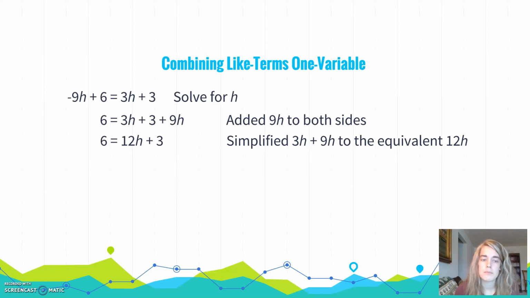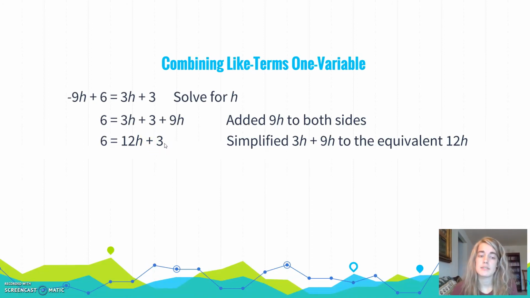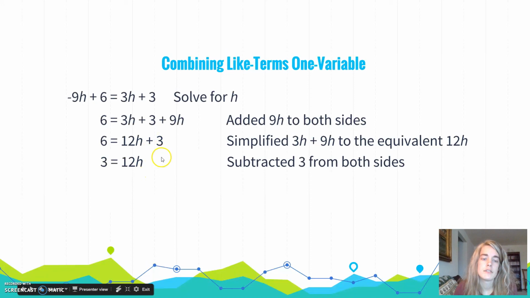Now it's just a two-step, so we need to get h by itself. So we need to get rid of the 12, and we need to get rid of that plus 3. Reverse order of operations says we have to do addition and subtraction first. Well, let's get rid of this plus 3. Get rid of a positive 3. Opposite is to subtract 3 on both sides. Well, positive 3 subtract 3 is 0, so it's gone. And 6 subtract 3 is 3. So now we just have 3 equals 12h.